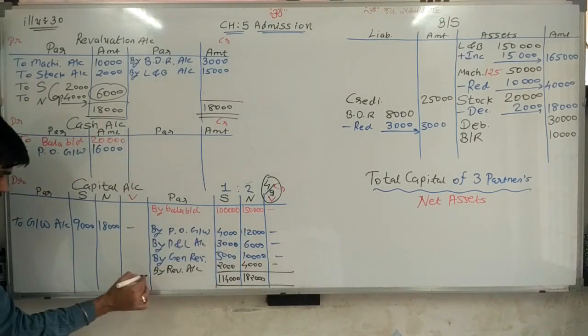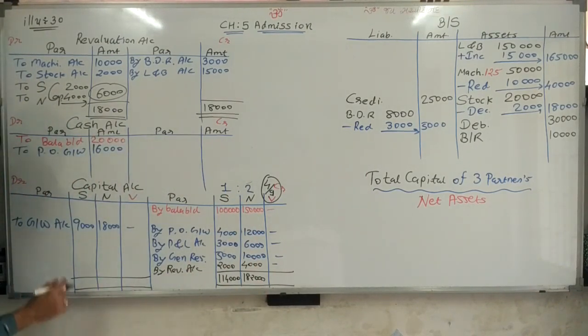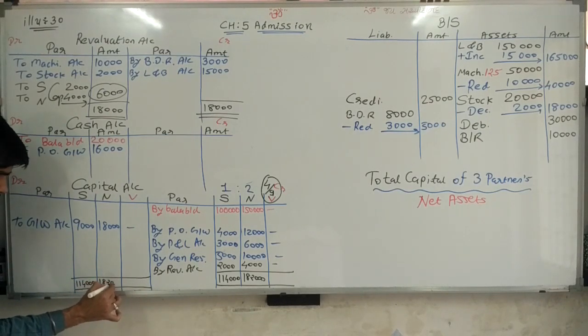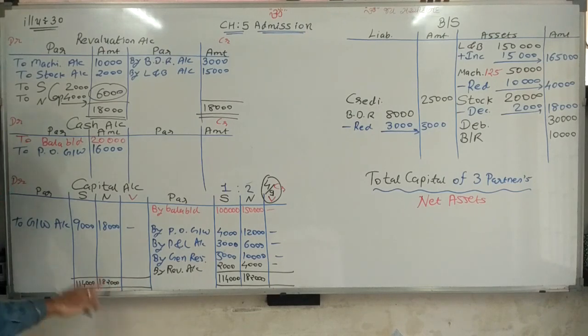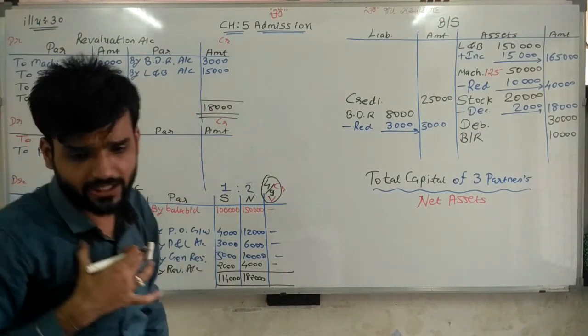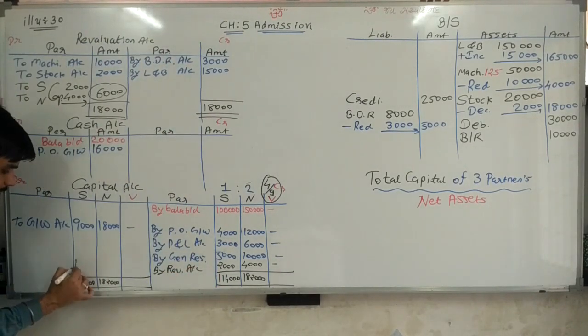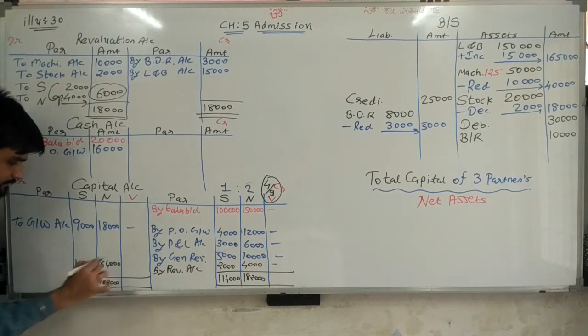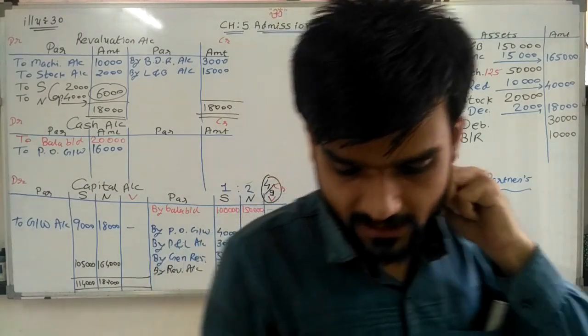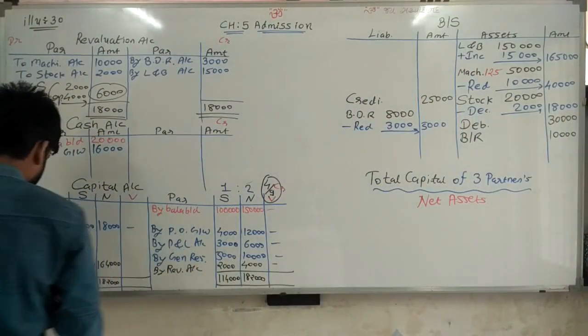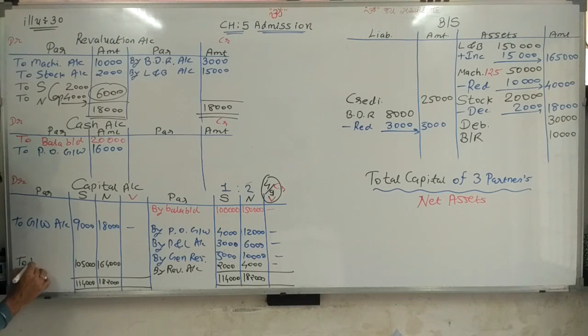Now this total, writing here also. From this total, we are deducting 9,000 and 18,000. From 114 minus 9,000, from 182 minus 18,000, we get 105,000 and 164,000. This is my balance, 105,000 and 164,000 is my balance.